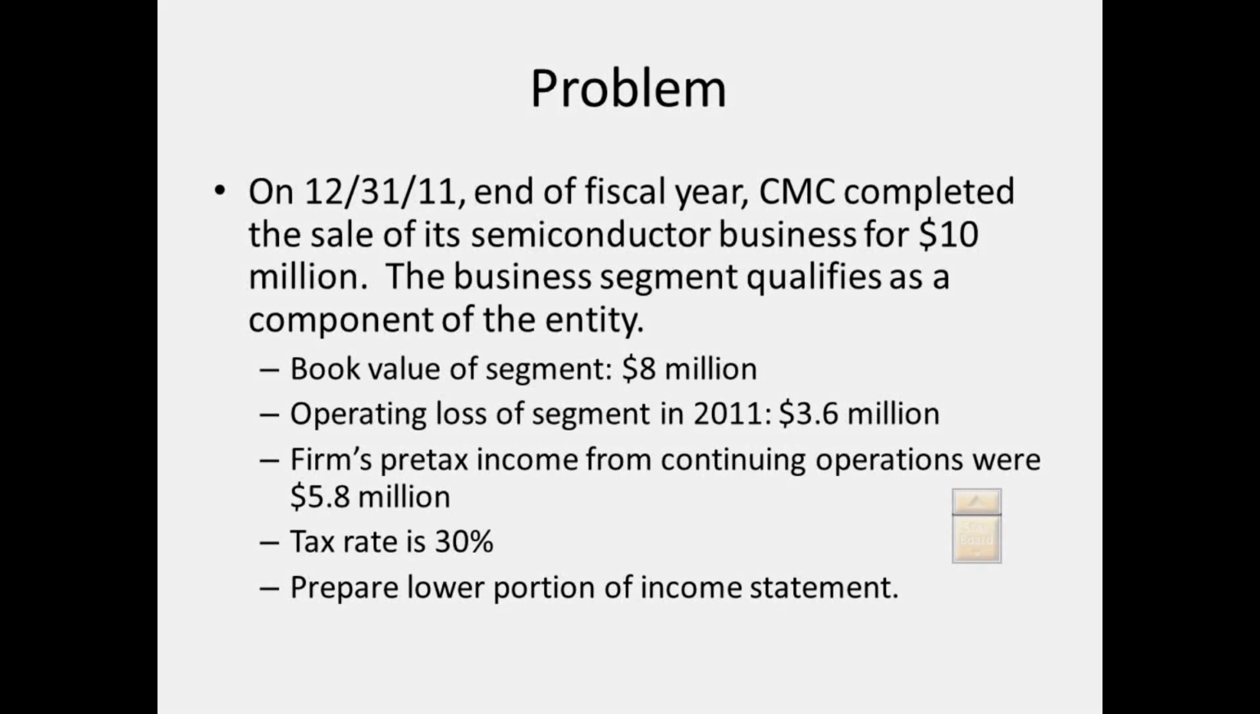So let's say we have a company that has multiple components, and this company, CMC, completes the sale of its semiconductor business, and it sells all of the assets. So it's got land, building, a bunch of equipment, anything, whether it's patents or property, whether it's listed or not, it sells the entire segment for $10 million to some buyer. That's what the buyer's willing to pay. That's what we're willing to sell it for.